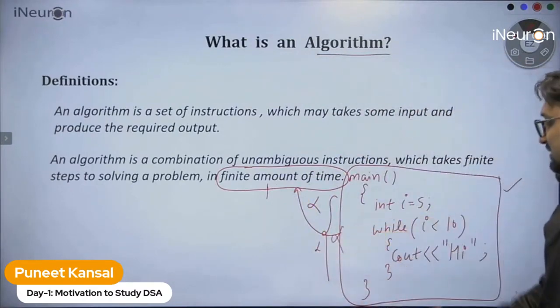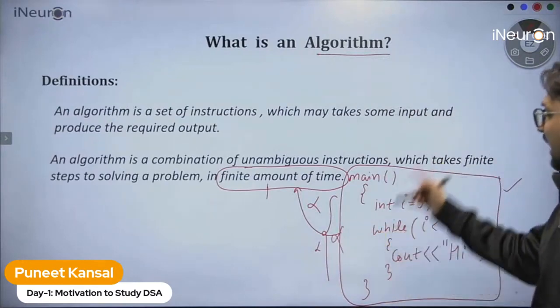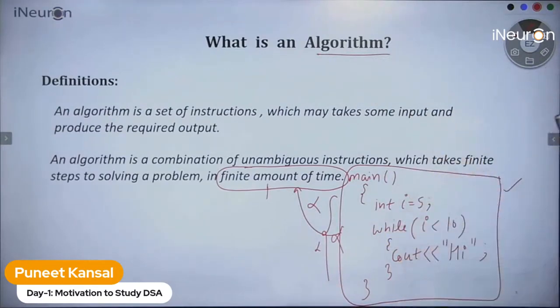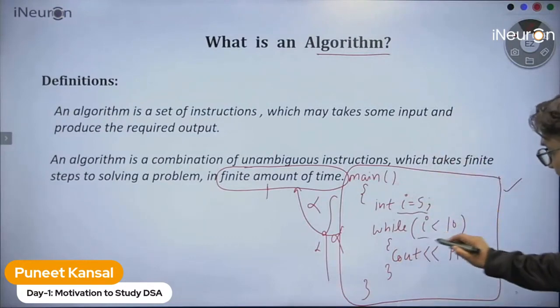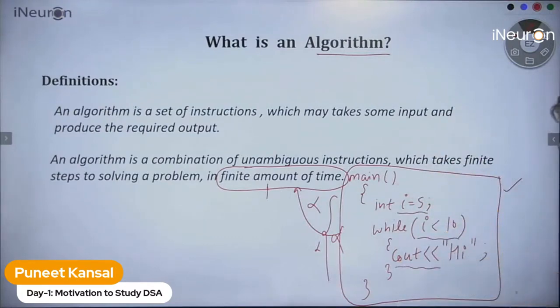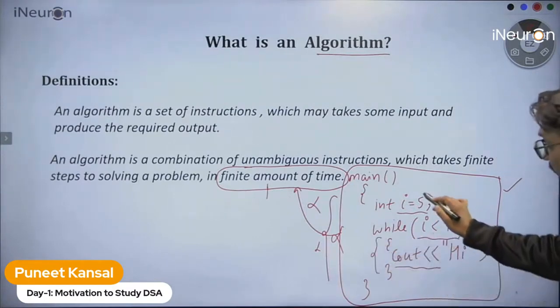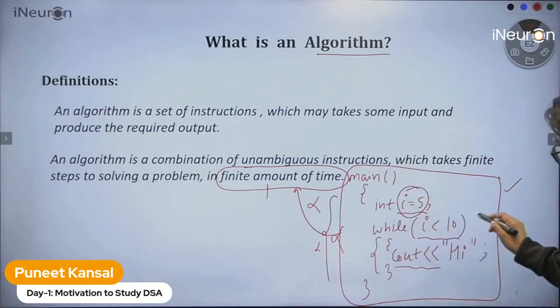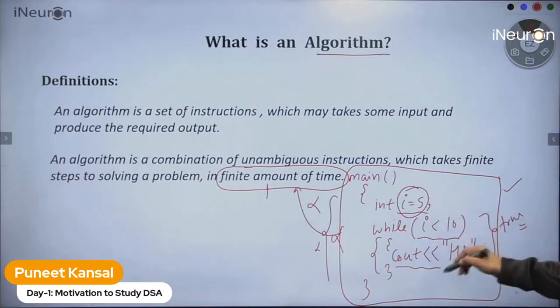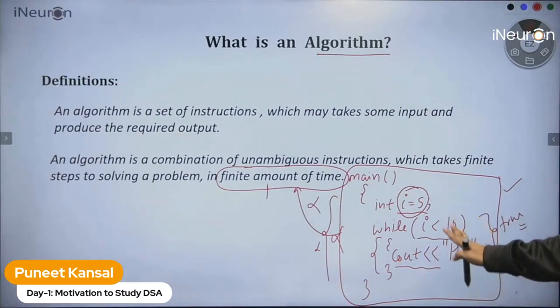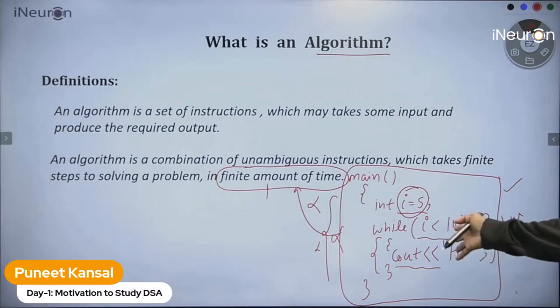Second thing, this is a program, and it is taking infinite time to execute. Why? Because we are not incrementing the i value in this loop. So the i value will remain 5 only. That's why this loop condition will be true forever, and we will keep executing it. So one thing is sure: this program is taking infinite time to execute.